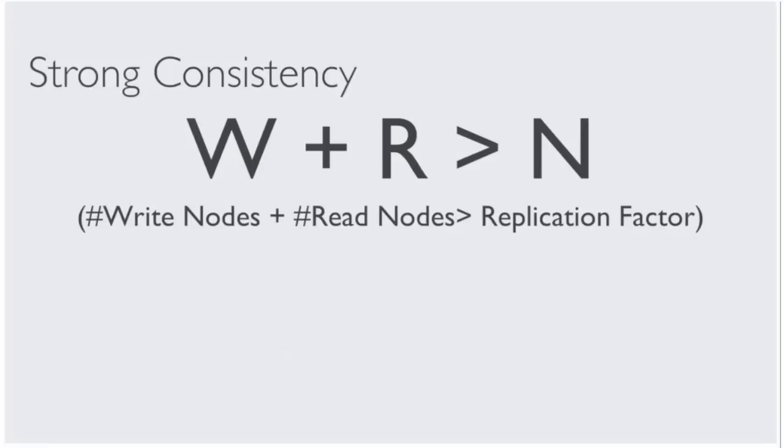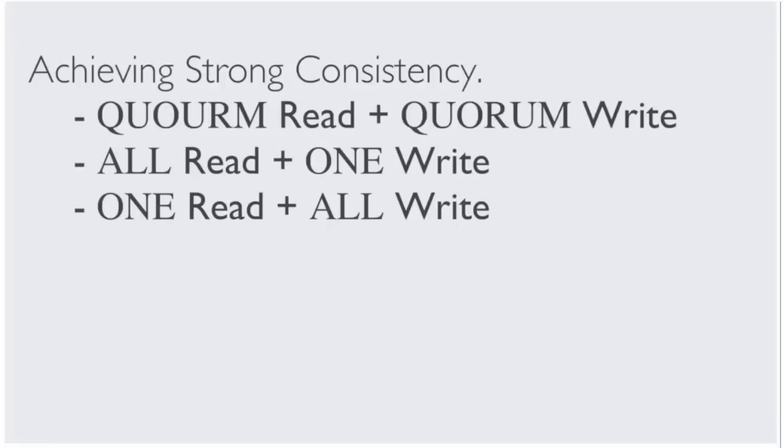And this idea of having a quorum of nodes feeds into what we call strong consistency. If the number of nodes involved in a write for a piece of data plus the number of nodes involved in a read is greater than the number of replicas, then Cassandra will be strongly consistent, which means that after every write, we will return back the value that was written. The normal way we go about achieving that is using a quorum for the reads and a quorum for the writes. You could also use a consistency level of 1 for reads and all for writes, or all for reads and 1 for writes.